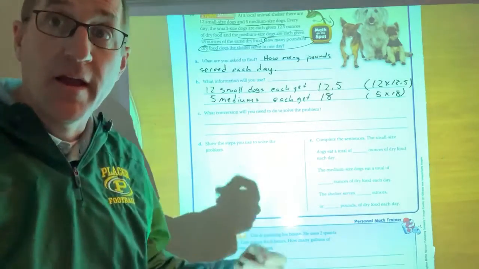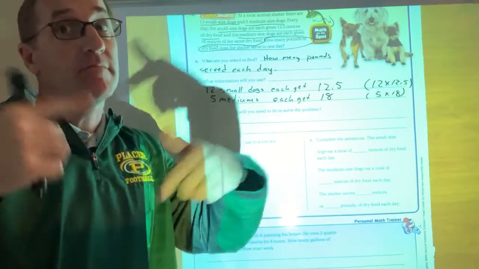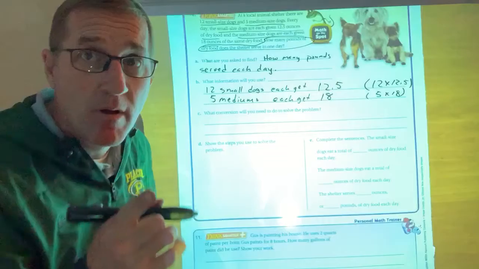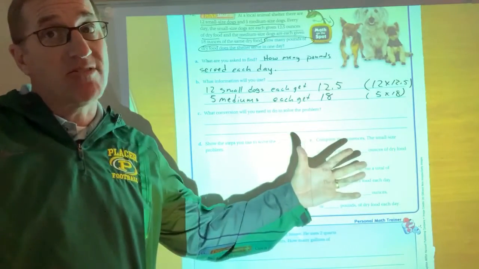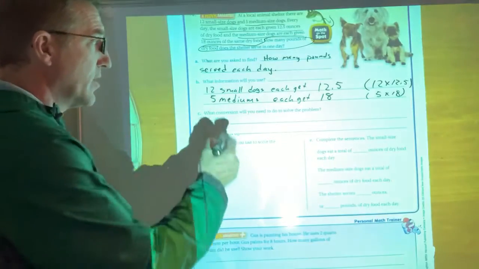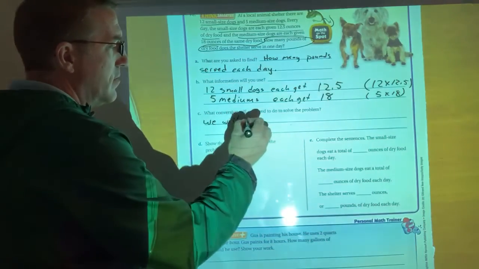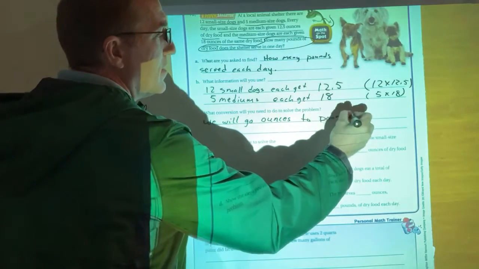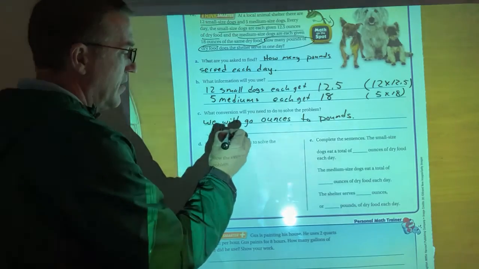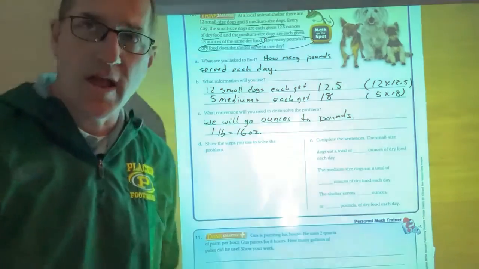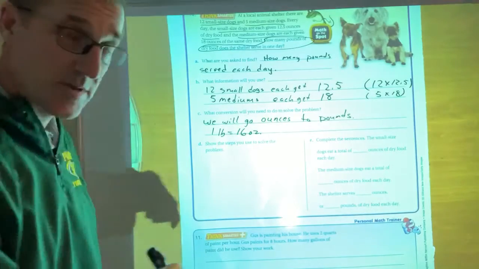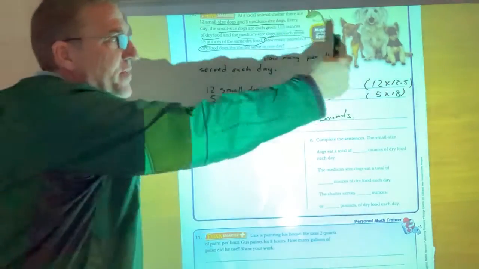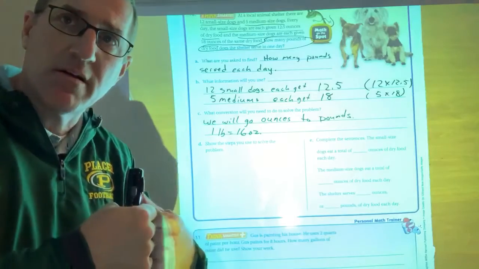All right, those are our expressions that we're going to want to get the total number of ounces. Then I got to do what? If it's this and that, what does and mean? Add, right? So what conversion will you need to do to solve the problem? We're going to have to go from, what are we looking for? All of our ounces, right? And we're going to convert those into pounds. So we will go ounces to pounds. 1 pound equals 16 ounces, right? You should know that, okay? 16 ounces. All right, so we're talking weight here, not capacity. I know it can be confusing. So the steps, well, what we said, we're gonna do this, and then we're gonna put them all together, right?